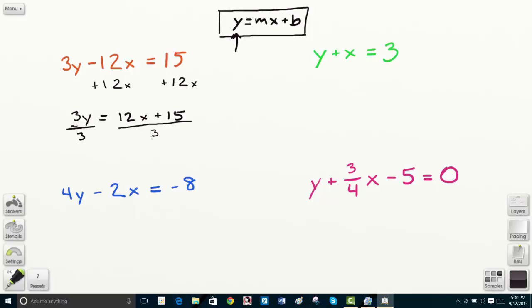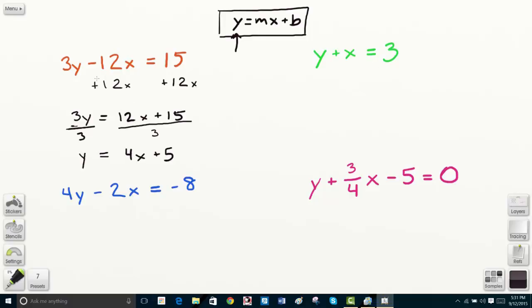And it kind of works like the distributive property. 12x is divided by 3 and becomes 4x. 15 is divided by 3 and becomes 5. And then over on the left, we just have a y left over, which is what we were hoping to have. So y equals 4x plus 5.